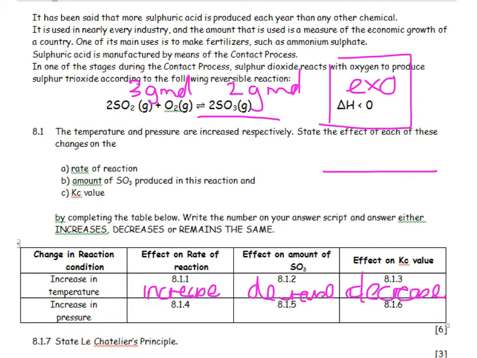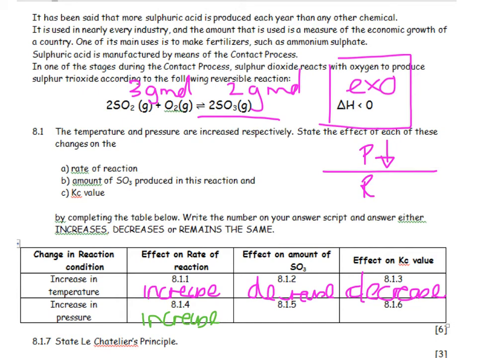Why? Because I am going to have concentration of products over concentration of reactants, and therefore if my products decrease, so does my Kc. Then we've got an increase in pressure. What's going to happen? The rate of the reaction once again will simply increase, because an increase in pressure means that the particles are close together.